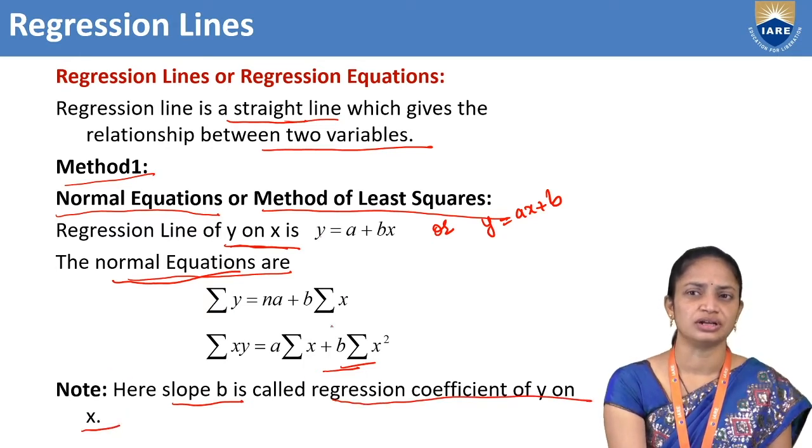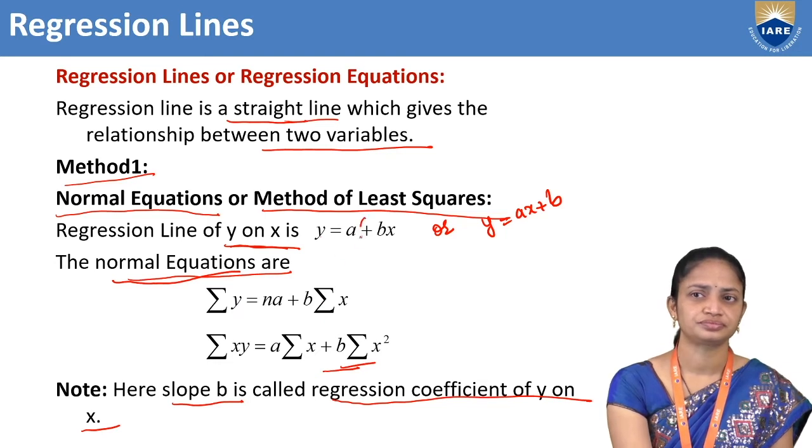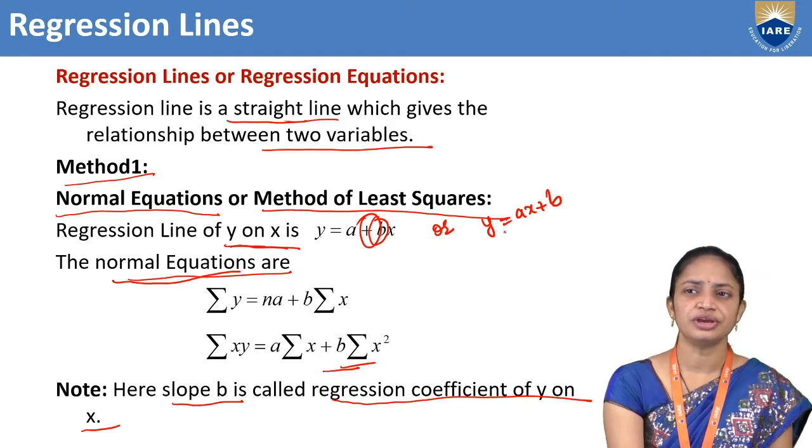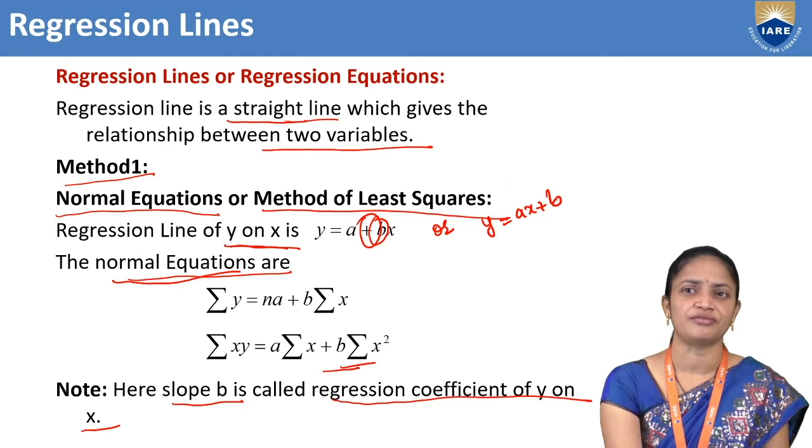Here we have a note: the slope b is called the regression coefficient of y on x. Slope b is called the regression coefficient of y on x, for the regression line of y on x.